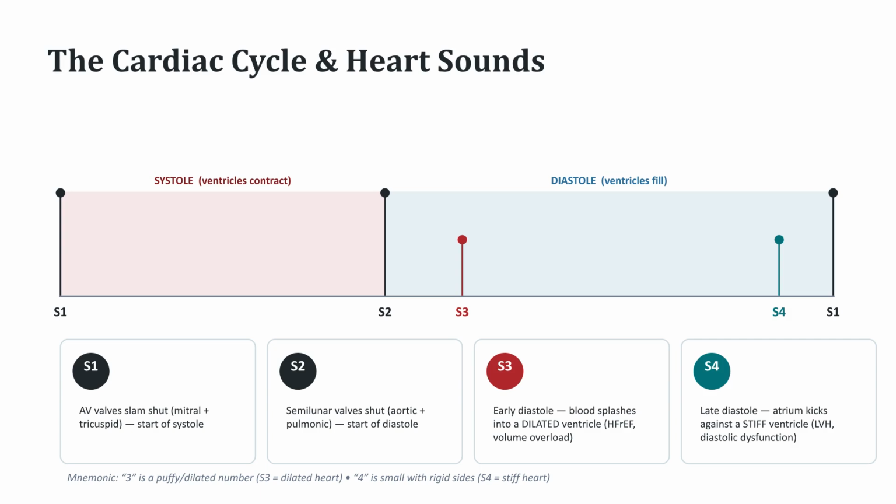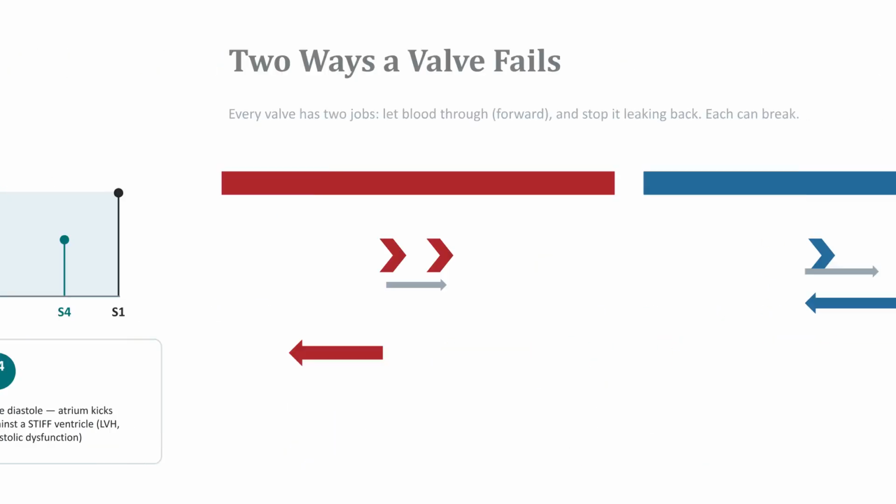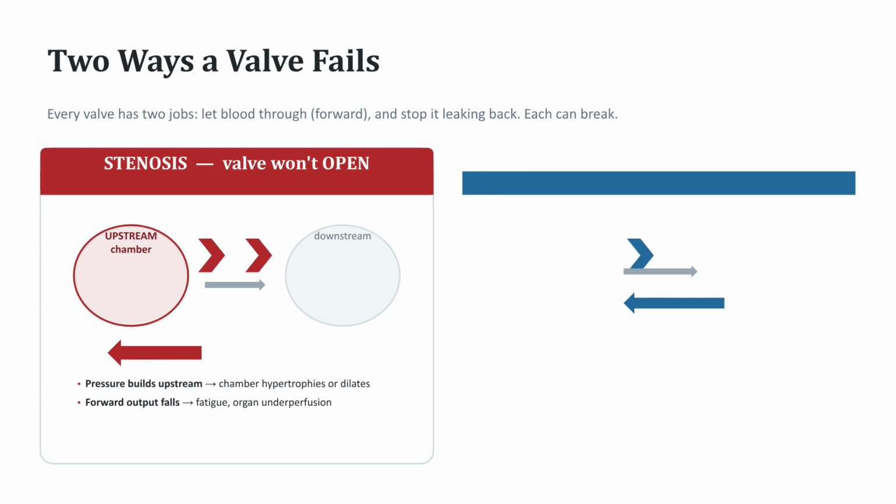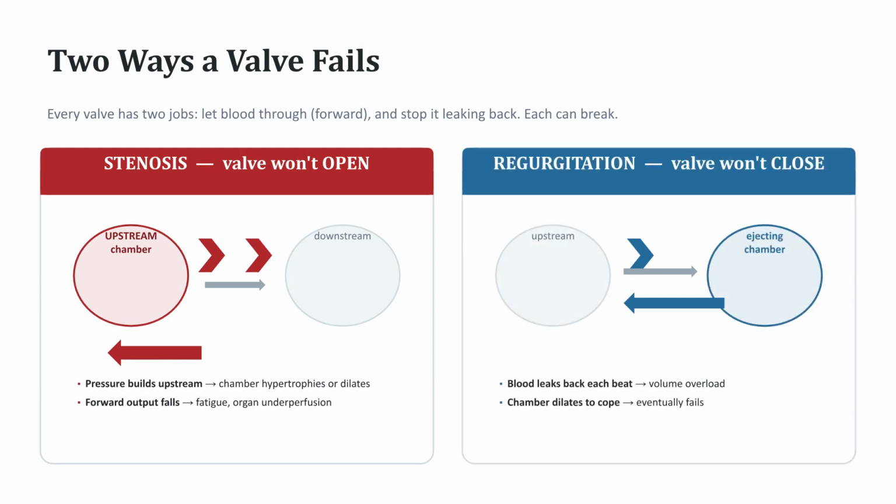Systole is when ventricles contract and blood is ejected. Diastole is the filling phase. S1 marks the start of systole, S2 the start of diastole. Remember that a valve can fail in only two ways: stenosis, which is a failure to open, and regurgitation, a failure to close. These simple mechanics dictate the pathophysiology of every lesion.